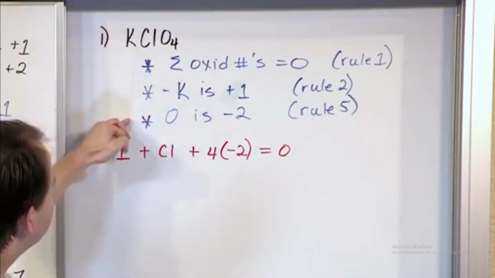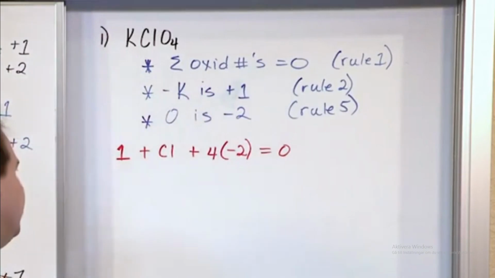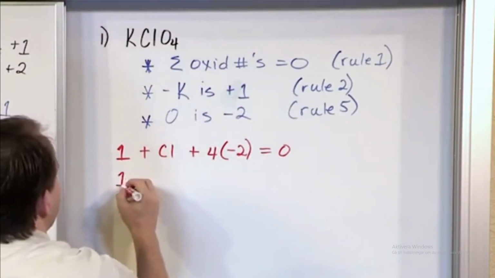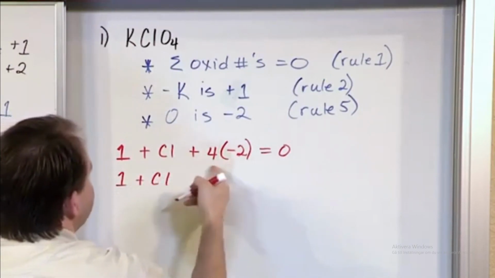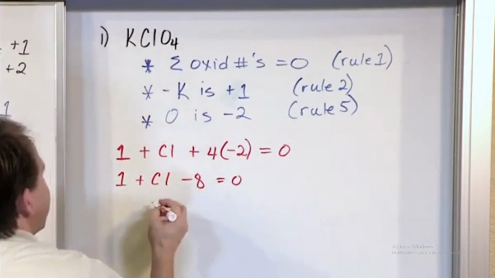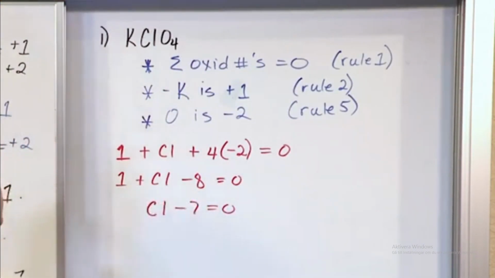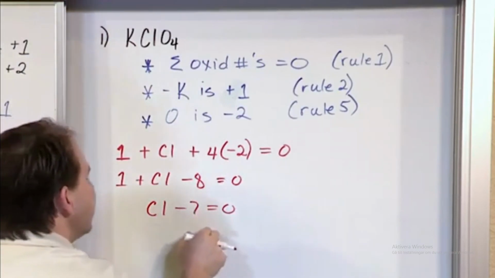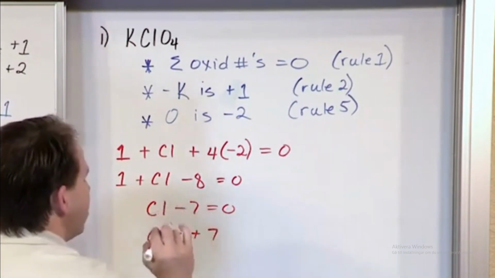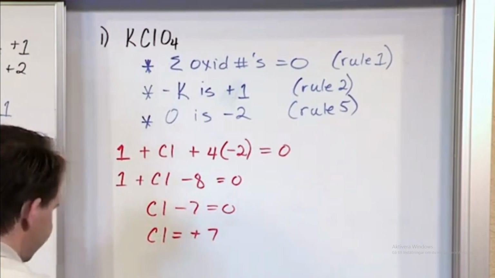But when I get down to this point, I can write a little tiny equation there, and I can figure out what chlorine is because the sum of these has to be equal to 0. So I say 1 plus Cl, 4 times -2 gives me -8, is equal to 0. And then I have Cl minus 7 is equal to 0 because -8 plus 1 gives me -7. If I move the 7 to the other side, then chlorine is +7. So what I have found is the oxidation number of chlorine is actually +7.